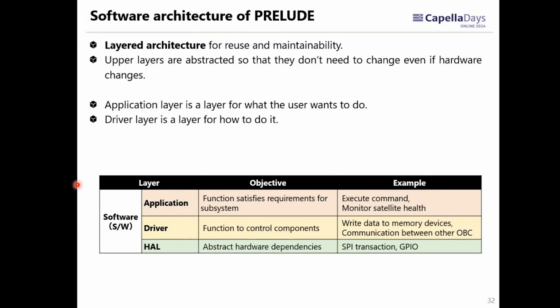I think the application layer is a layer for what the user or subsystem wants to do or has to accomplish. And the driver layer is a layer for how to do it. So the driver layer will have a function of communication between other computers or the like. But in the application layer, the function will be monitor satellite health, which is easy to understand even for humans.